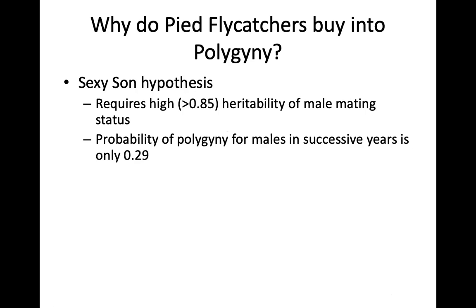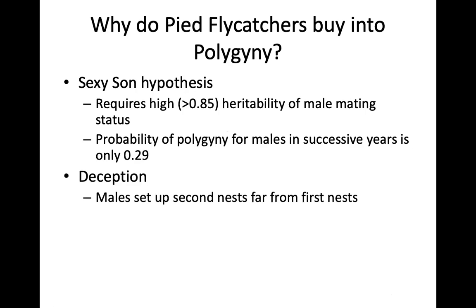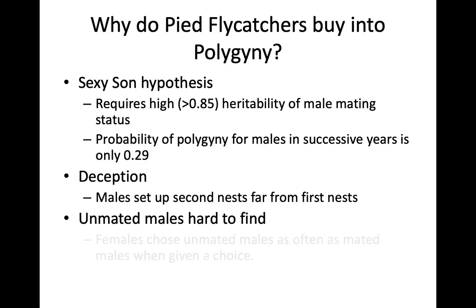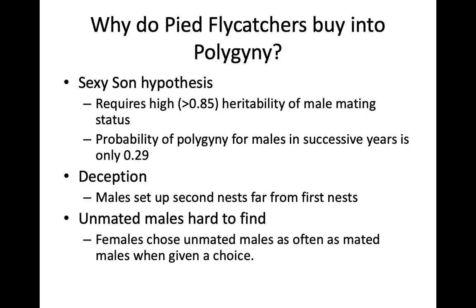Two of the hypotheses that you came up with is the deception hypothesis. And one of the lines of evidence for this is that males set up second nests really far from the first nest. Generally, it's at least 200 meters, and I forget what the book said. It's sometimes up to a couple of kilometers away from the first nest. And then the other question is whether unmated males may be hard to find. And when they experimentally manipulated this, they found that females chose unmated males as often as they chose mated males when they were given a choice.